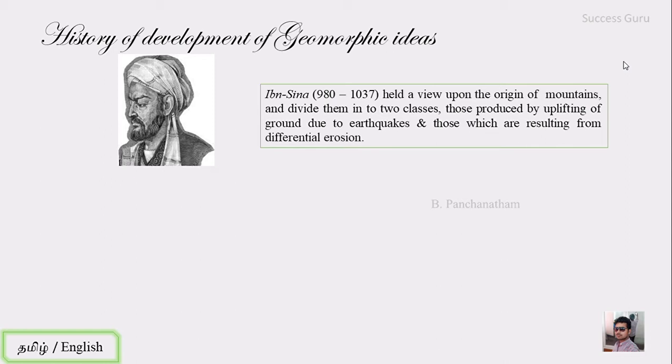The next one is Ibn Sina, in the time period of say 980 to 1037. He held a view upon the origin of mountains and divided them into two classes: those produced by the upliftment of ground, that is due to earthquakes, as was said earlier, and those resulting from differential erosion. Probably he is the very first person who observed stream erosion, which also leads to the formation of mountains.